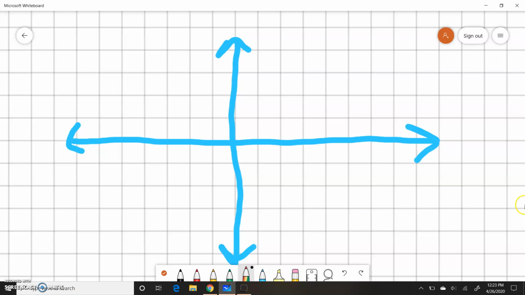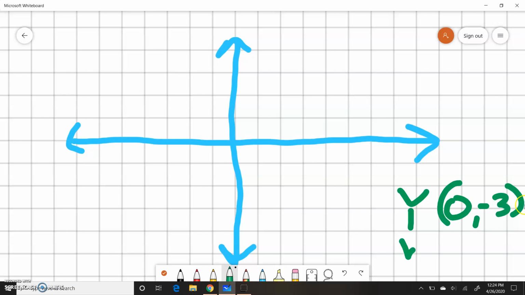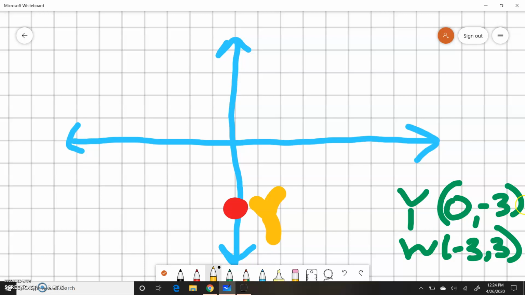So for example, mine says Y, and then it says 0, -3. And then it says W, -3, 3. So I'm going to graph those points here fairly quickly. So 0, -3. So I go over 0, and I go down -3. 1, 2, 3, and that would be Y. And then W, I'm going to go -3, 3. So -3 to the left, 1, 2, 3, and I go up 3.